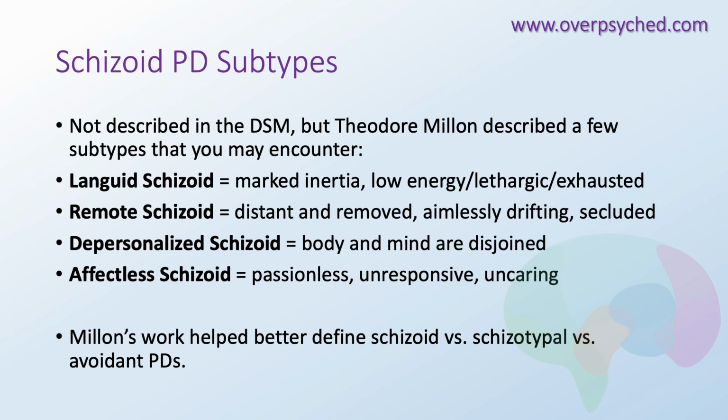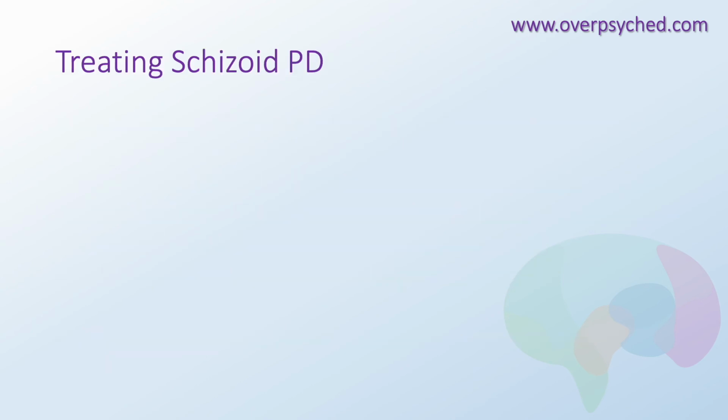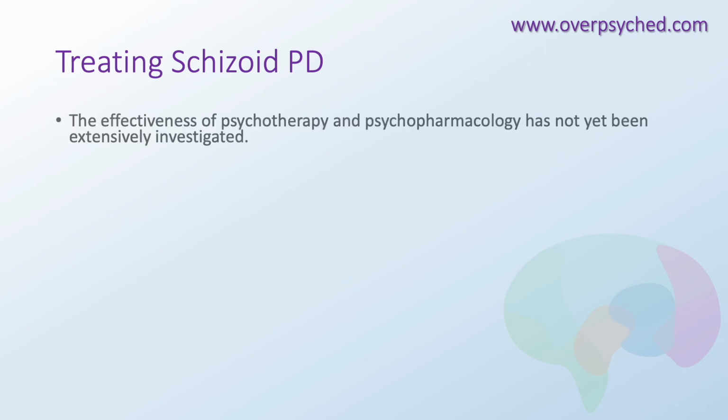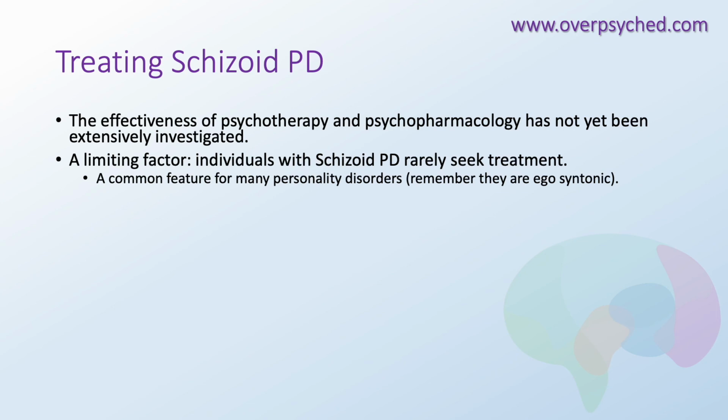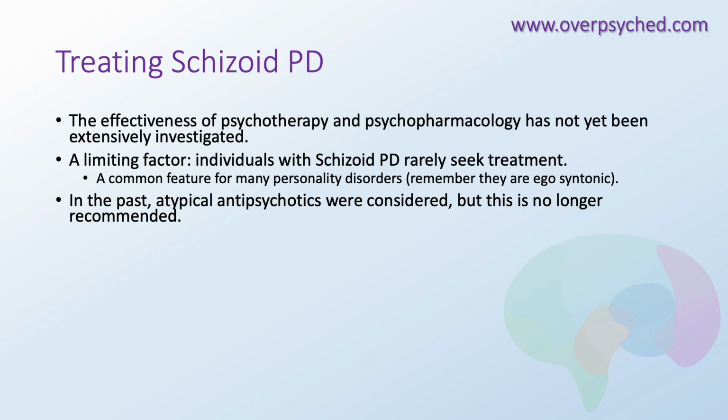So now let's discuss how to treat schizoid personality disorder. The effectiveness of psychotherapy and psychopharmacology has not yet been extensively investigated. A limiting factor is that individuals with schizoid personality disorder who are happy being on their own rarely seek treatment. A common feature for many personality disorders is that these are egocentric, and they don't necessarily view their symptoms as being a problem. In the past, atypical antipsychotics were considered, but this is no longer recommended.